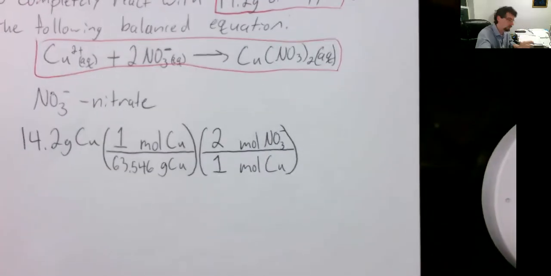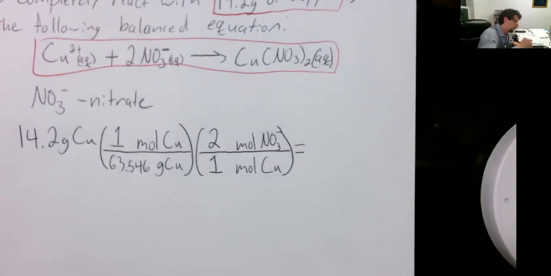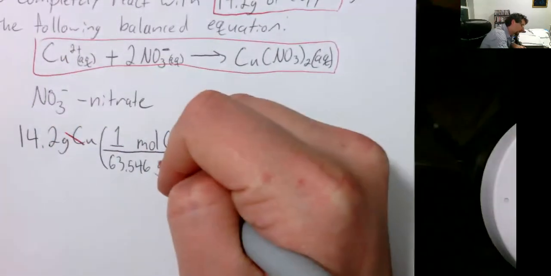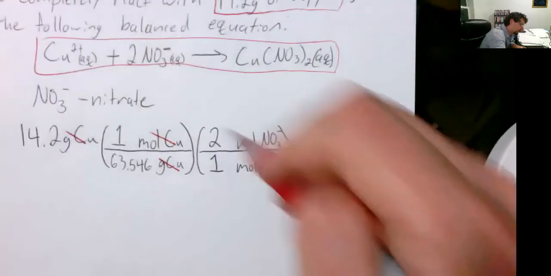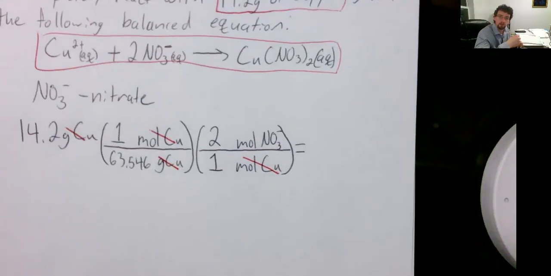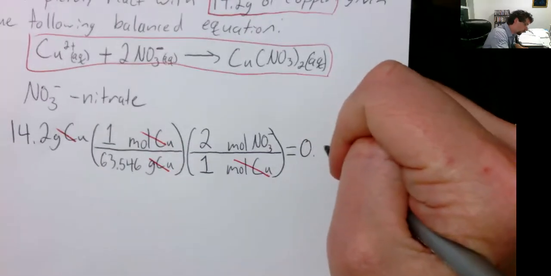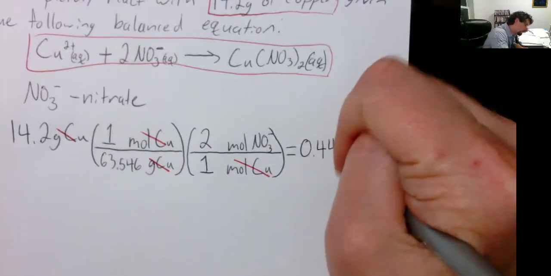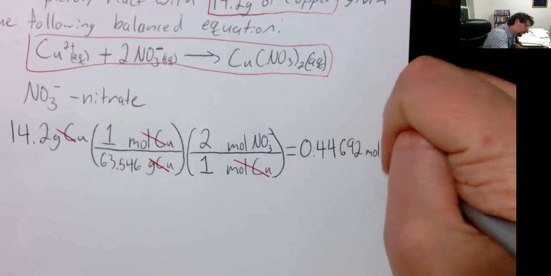Okay, let's look to see what our units are going to be. So let's cross out units that are going to go away. We have grams of copper in the numerator, grams of copper in the denominator, that goes away. Next, we have moles of copper, moles of copper. What we're left over with are units of moles of nitrate. So we should be in a pretty good spot to get the right answer, assuming we do our mathematics correctly. So we multiply these things together, and what I get as a result is 0.44692 moles of nitrate.